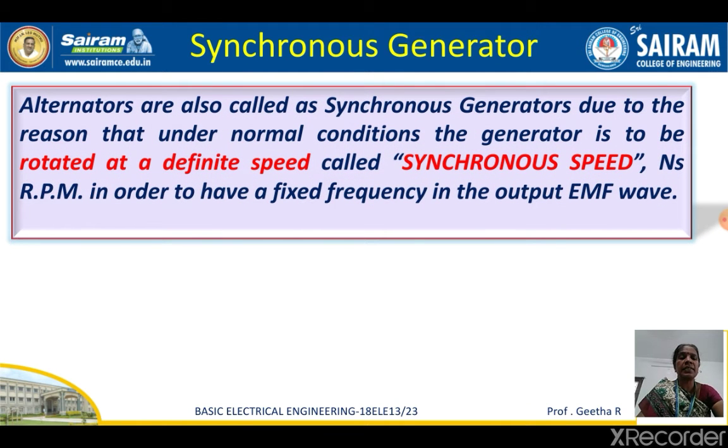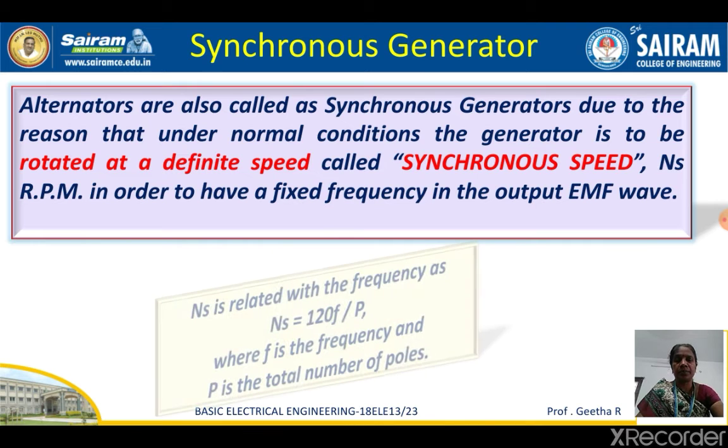Alternators are also called synchronous generators. The AC generators can be called alternators. This is also called synchronous generator. Why is it called synchronous? Because it rotates at a constant speed called Ns. Since it rotates at a definite speed, it is called a synchronous generator. Why does it have to be rotated at a constant speed? Because to produce the EMF of a fixed frequency.